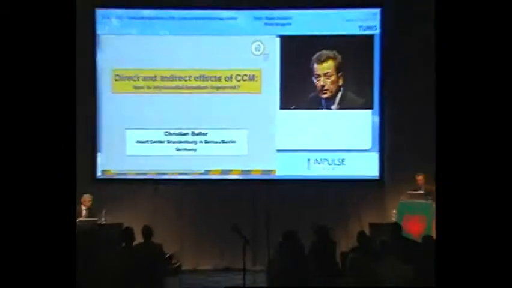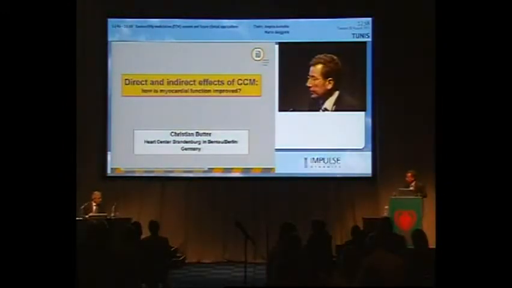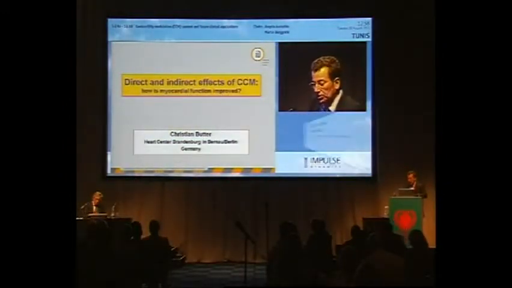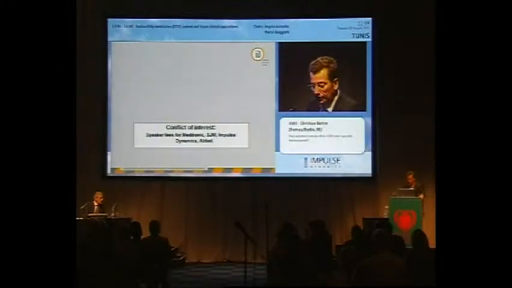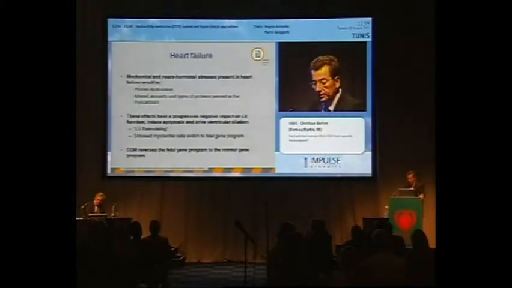I think it's quite important to understand the mechanistic and really the molecular basis for what Dr. Hasenfuss just presented. Dear Angelo, dear Martin, dear colleagues, it's a pleasure and honor to be here, and I will try to explain how we today believe that CCM works, which is not obviously that easy to understand, but I will try to support my explanations by animal and human data. This is my conflict of interest.